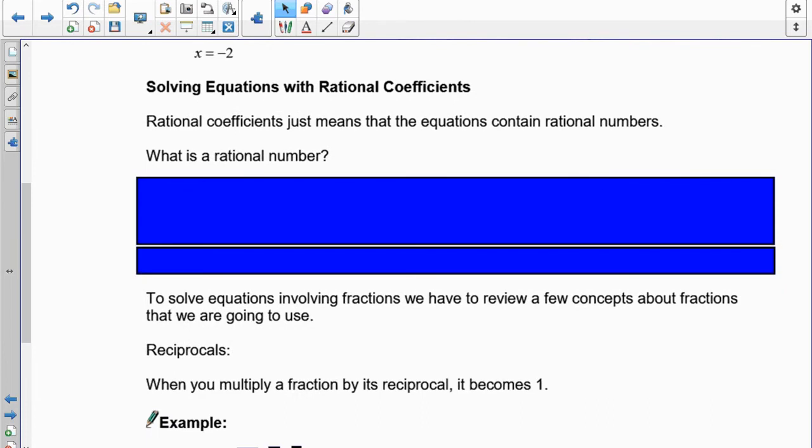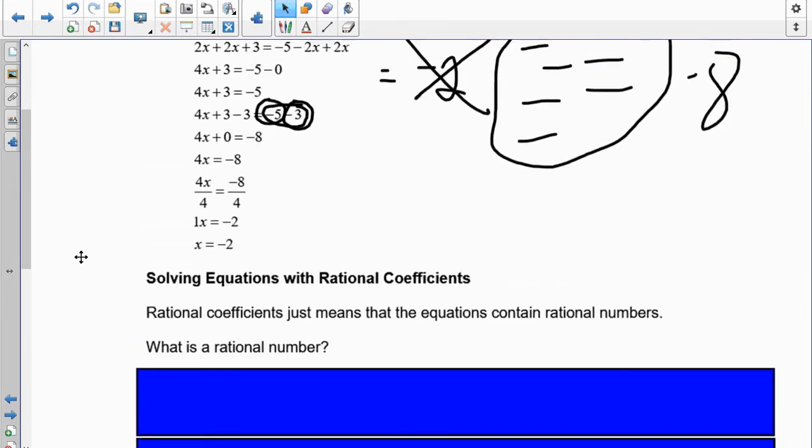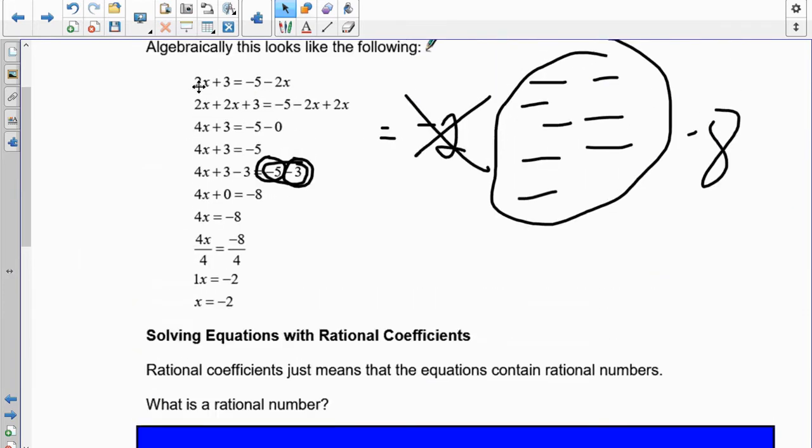Okay, now that we've got that done, we're going to start talking about what are called the rational coefficients. Now, we've been using whole number coefficients and actually integer coefficients at this point. Now remember, the coefficient is the number in front of the variable. So the coefficient here is 2, the coefficient here is negative 2, the coefficient here is 4.